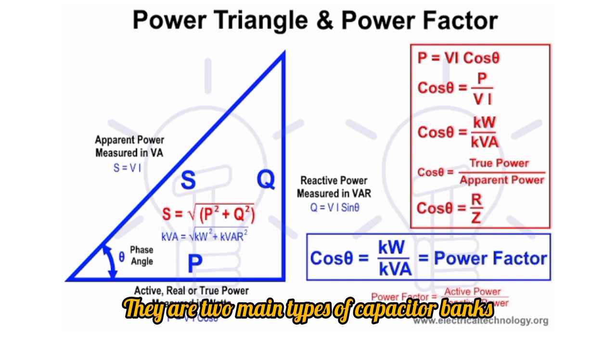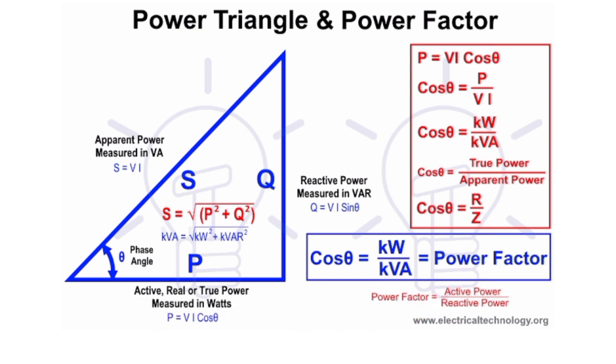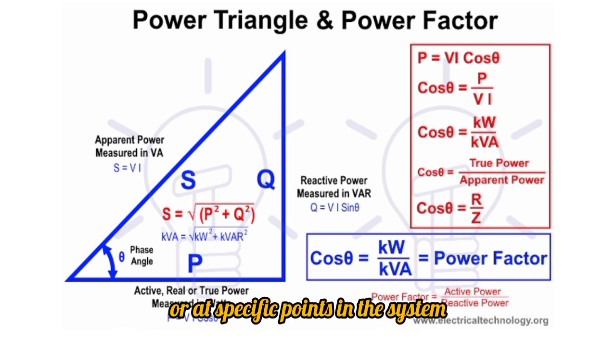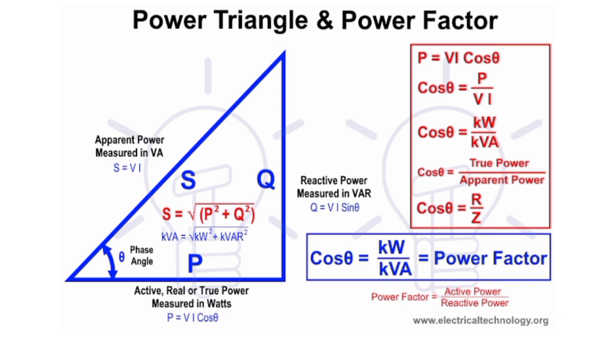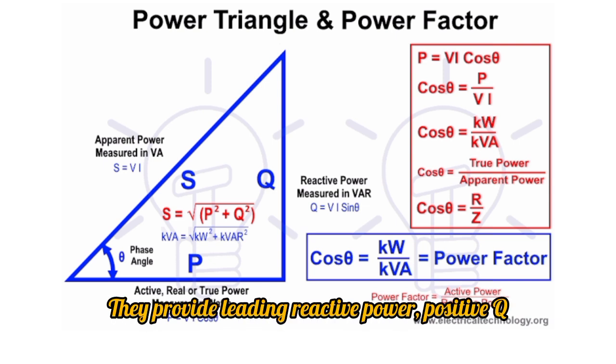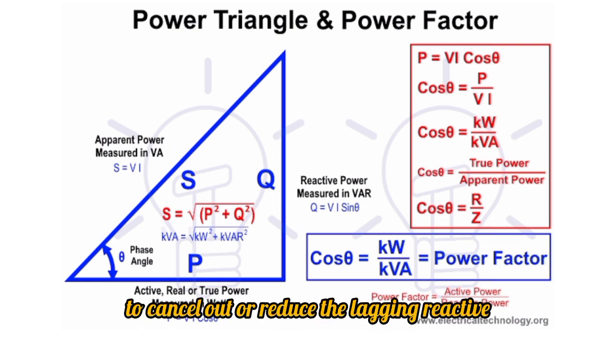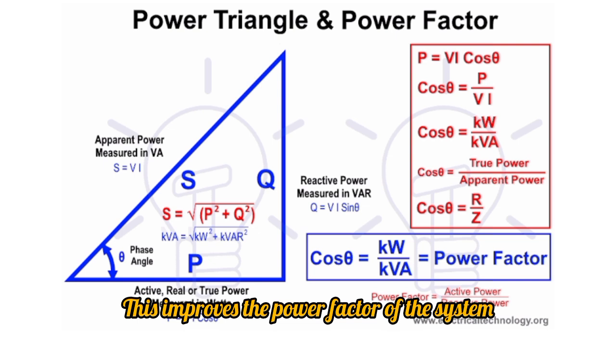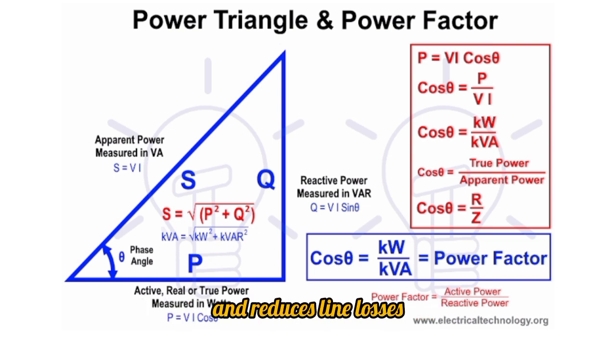There are two main types of capacitor banks. Shunt capacitor banks. Shunt capacitor banks are connected in parallel with the load or at specific points in the system, such as substations or feeders. They provide leading reactive power, positive Q, to cancel out or reduce the lagging reactive power, negative Q, caused by inductive loads, such as motors, transformers, etc. This improves the power factor of the system and reduces line losses.